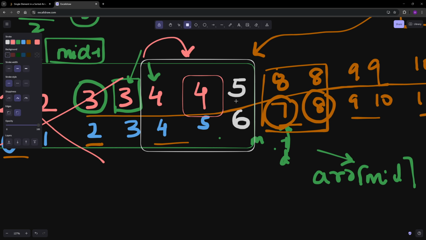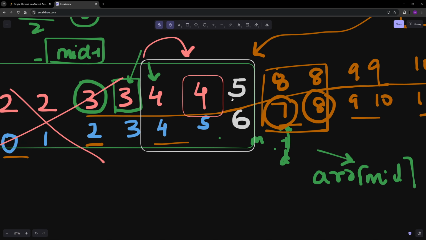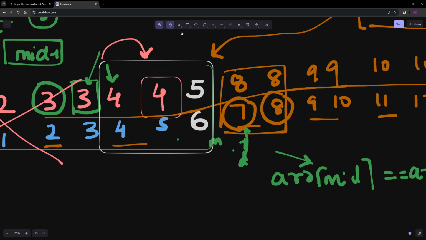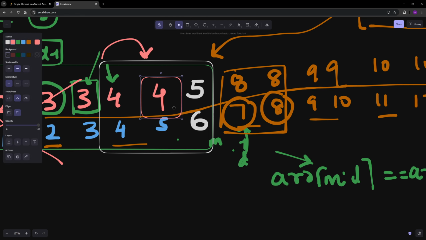Now try to understand, guys. Again we compare the current mid with mid minus 1, and we know that this pair is equal. So that means all the elements on the left hand side are valid pairs. So my answer will lie on which side? The right hand side. So again I will shift towards the right hand side.